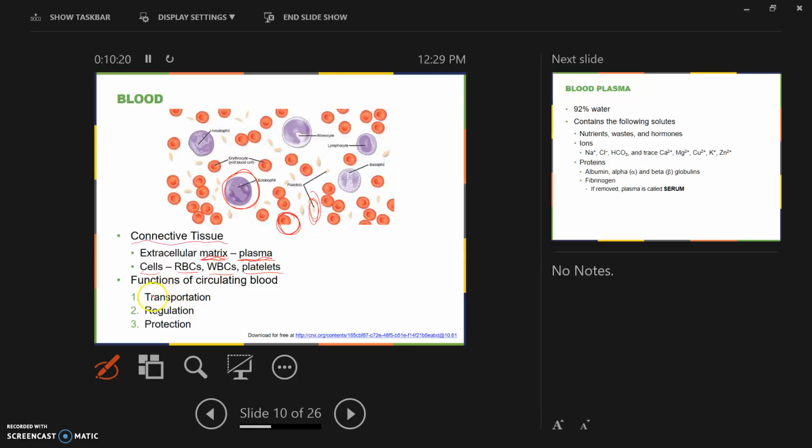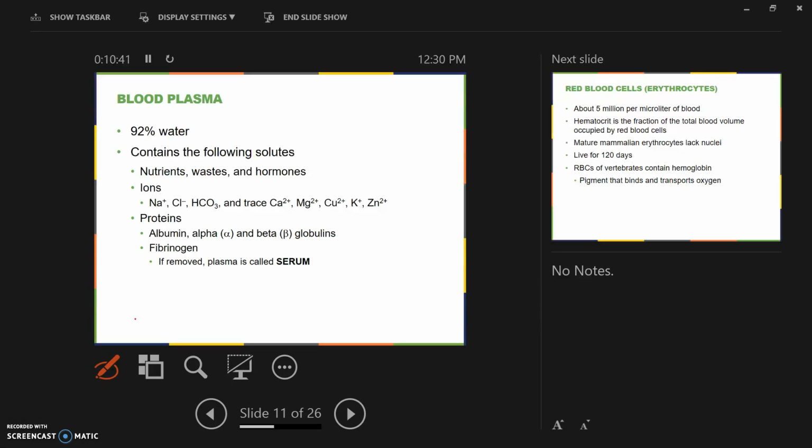The functions of blood are transporting oxygen, carbon dioxide, and nutrients, regulation of things like chemical levels in the blood, and protection. The white blood cells protect us from pathogens that could cause disease. The blood plasma, the matrix of the blood, is 92% water with the following chemicals dissolved in the water. Chemicals that can be dissolved in the water are nutrients. Nutrients can include glucose and amino acids.